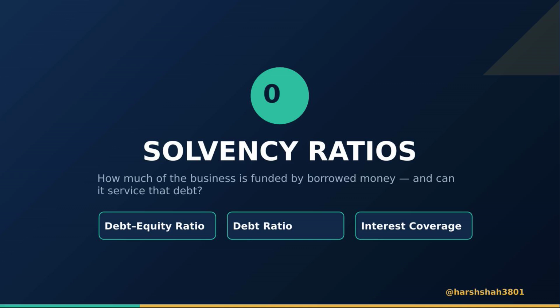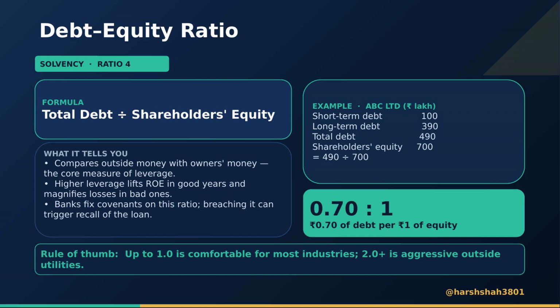Now let's move to family number 2, solvency ratios. Here, we're asking a longer-term question. How much of the business is funded by borrowed money, and can it actually service that debt over time? We'll cover 3 ratios: the debt-equity ratio, the debt ratio, and interest coverage. Let's go! First, the debt-equity ratio.